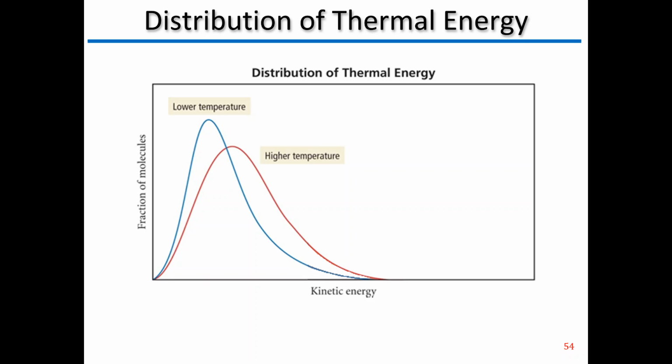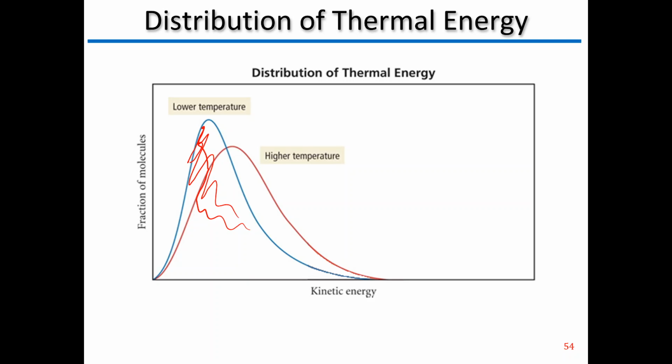But first, let's take a look at a kinetic energy diagram here. This is the distribution of thermal energy. On our y-axis, we have the fraction of molecules, and on our x-axis, we have the kinetic energy. The first thing we should look at is the blue line and the red line. The blue line represents the sample being at a lower temperature, and what we see is that at a lower temperature, more of the molecules have less energy. So more of the molecules are in this region.